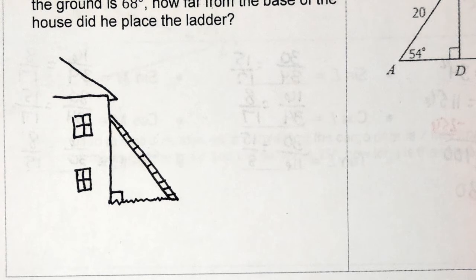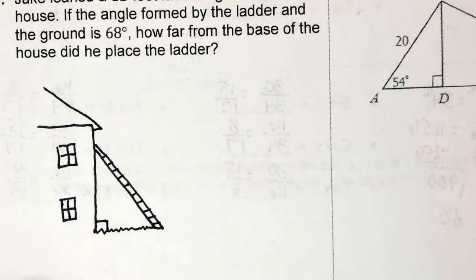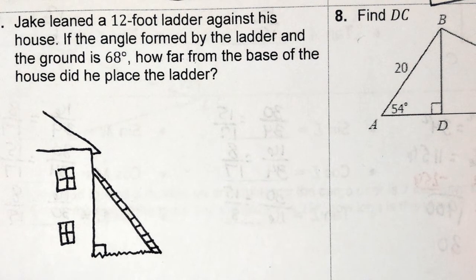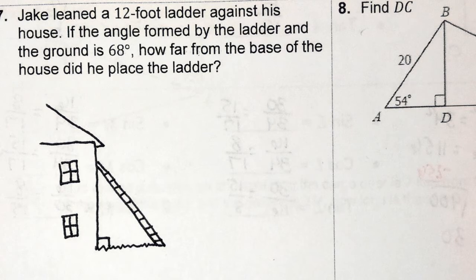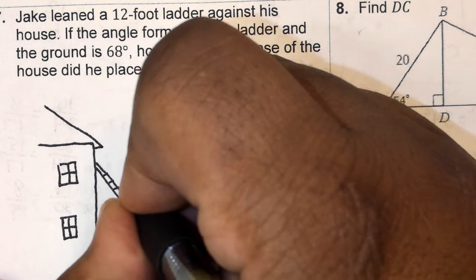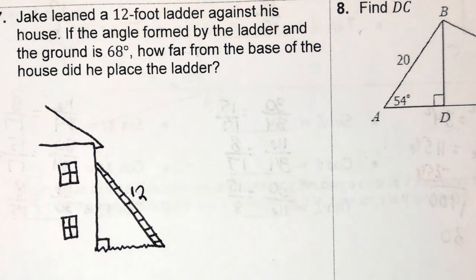Alright, that's my scenario I'm setting up. I got a ladder leaning against my little house here. Sweet. I just need to label it so I can make sure I find what they actually asked me to look for. They said Jake leaned a 12-foot ladder up against the house. This is my 12-foot ladder right here. It said the angle formed by the ladder and the ground was 68 degrees.